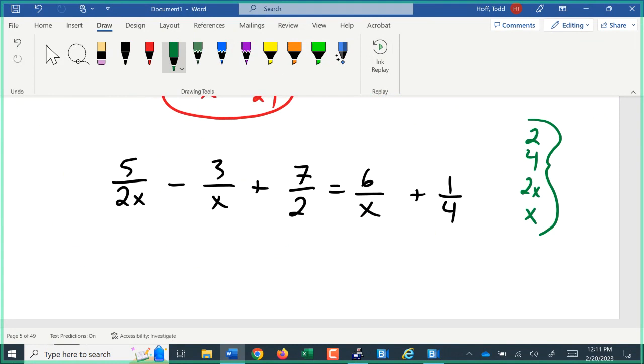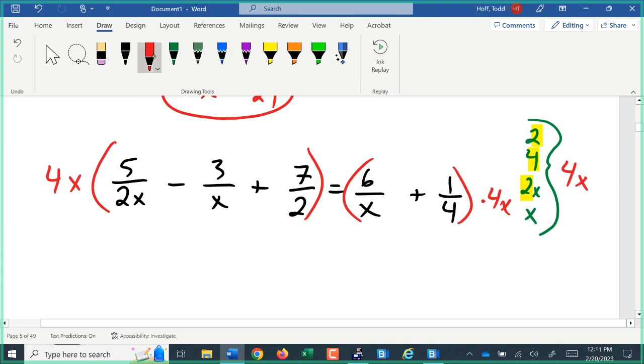I'm going to just worry about the numbers. So I've got 2, 4, and another 2, and I'm ignoring the x's there. Well, for the numbers, that least common denominator is just going to be 4. For the variable, it's the highest power of the variable. Well, we just have x here, so just x. So now we're going to multiply both sides of this by 4x.